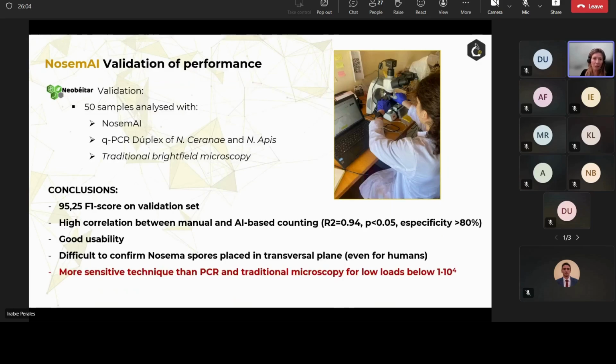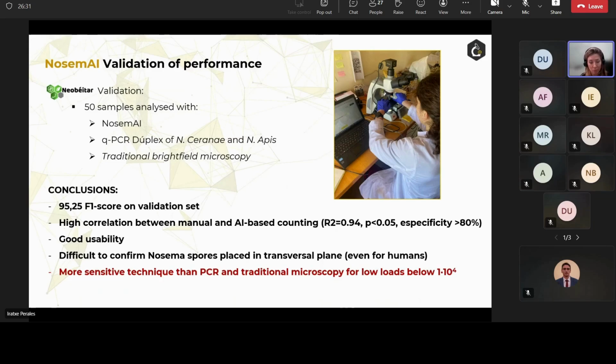This is the validation that we did. Neovator is a spin-out from the University of Extremadura here in Spain. I think there are 5 researchers working there. I think it's a private company, but from researchers from the University of Extremadura. They are biologists, experts in honey, and veterinarians. And what they did is a validation for us.